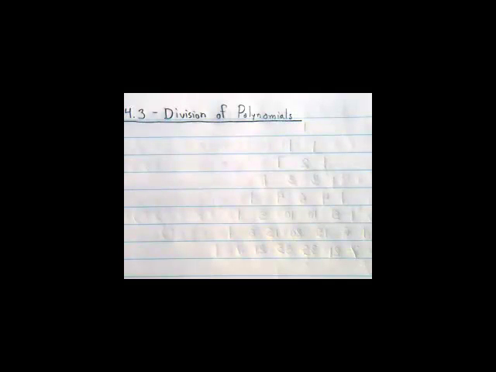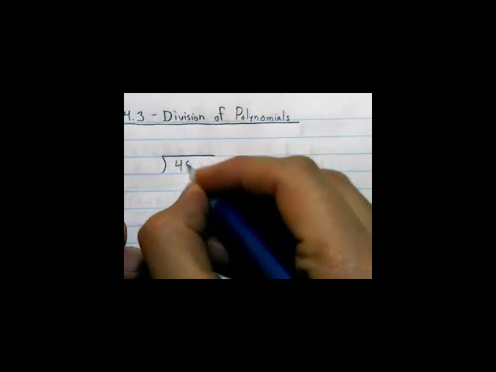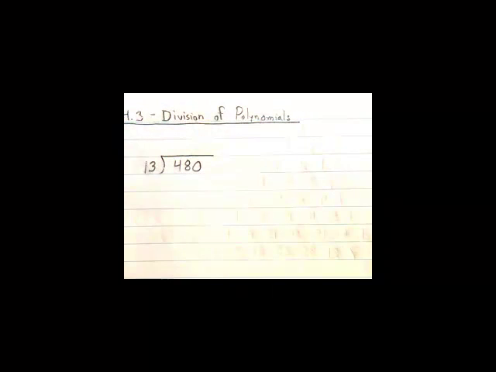Okay? So we're going to go back to elementary school for just a minute here, and we're going to talk a little bit about how to do long division. And I'm doing this in case you forgot. Because the algorithm or the process that you used to do long division, we're going to use to divide polynomials. Okay? So we need to go review how that process works. So let's start with 480 divided by 13.